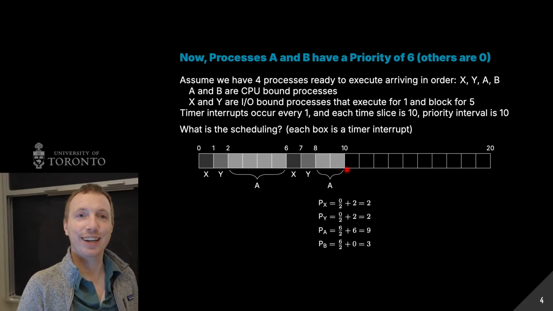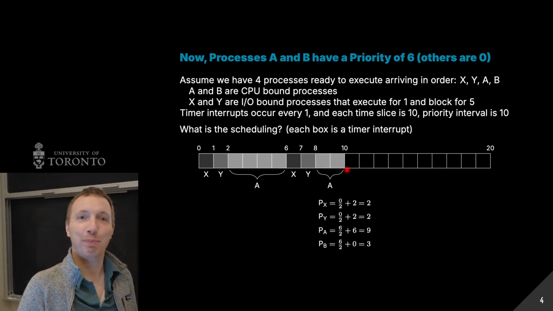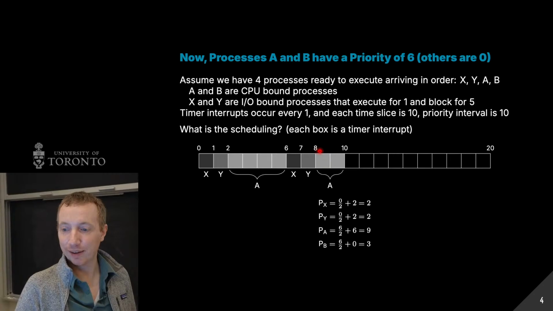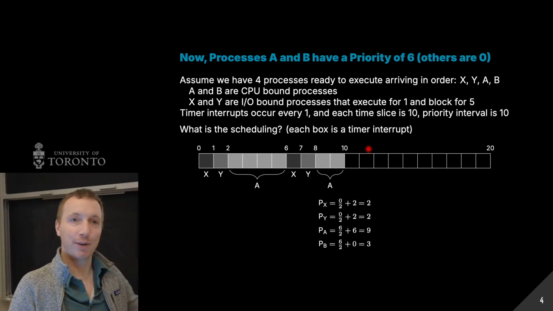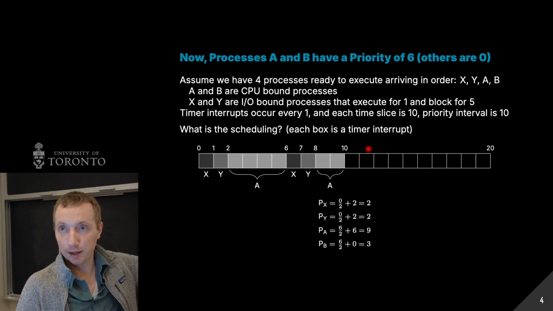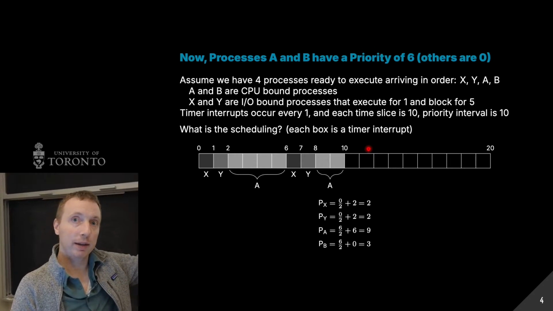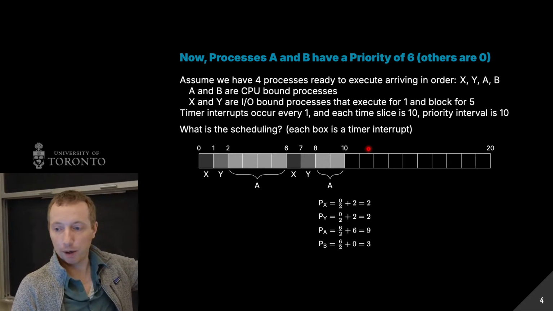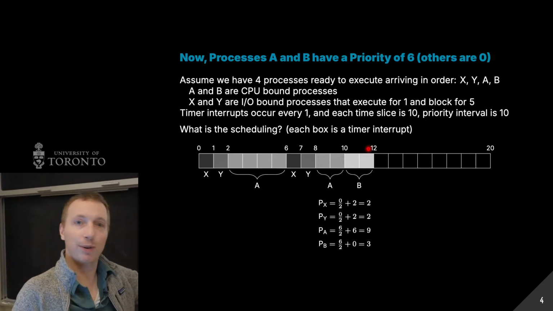X? Incorrect. B, right? So X is still blocked. I can only execute X again at 1, 2, 3, 4, 5. So I have to wait 2 more time units, so X is blocked, Y is blocked. I have a choice between A and B. B has a lower number, higher priority, so I'd run B for 2 time units.